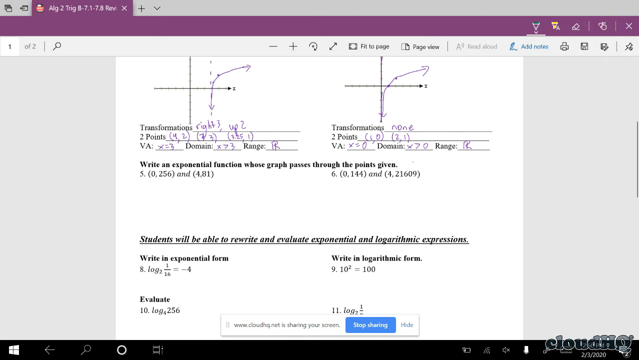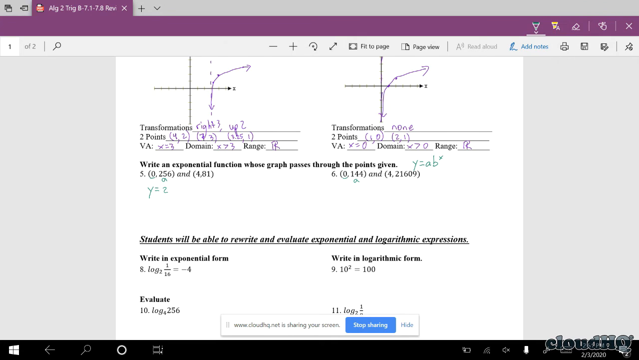For the next section, use your equation y equals a times b to the power of x. A is your initial value. If they give you a 0 for an x value, well, you know that the y part that goes with it is your a. I'll always give you a 0 for these problems, so we know our a in both problems.